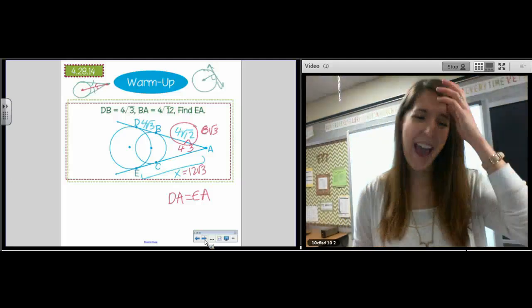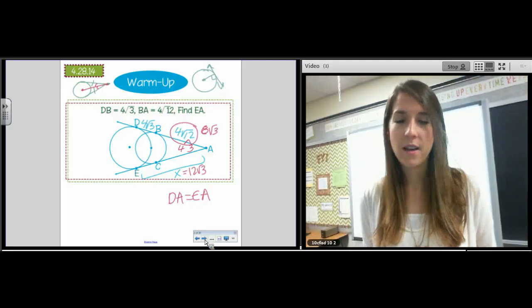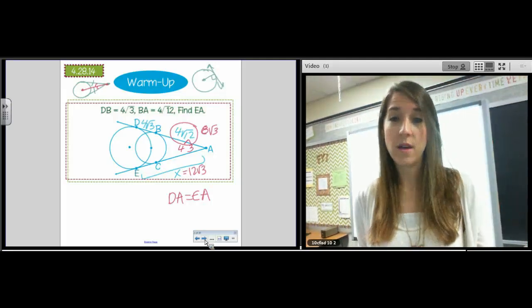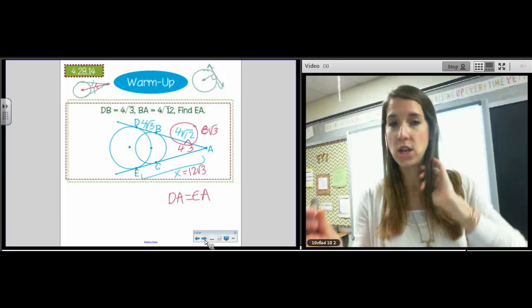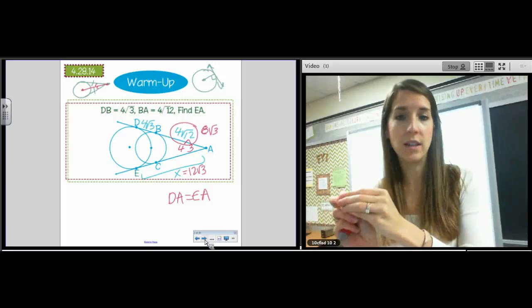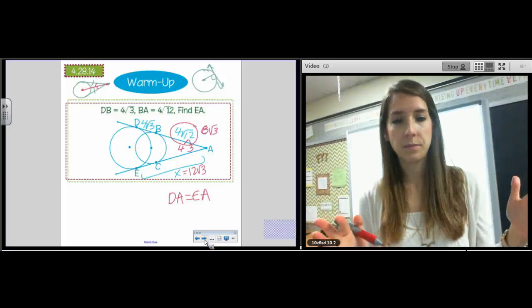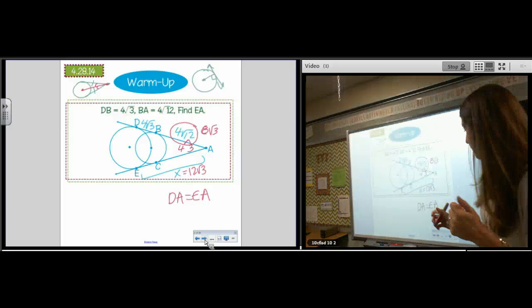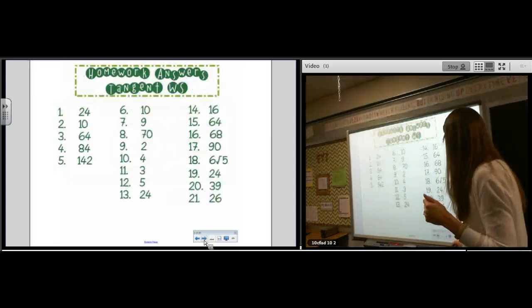Okay with that? Yeah, it was really easy, but you did need to know that theorem, that when 2 tangents originate at the same exterior point, they're the same length. All right, let's go over the homework.